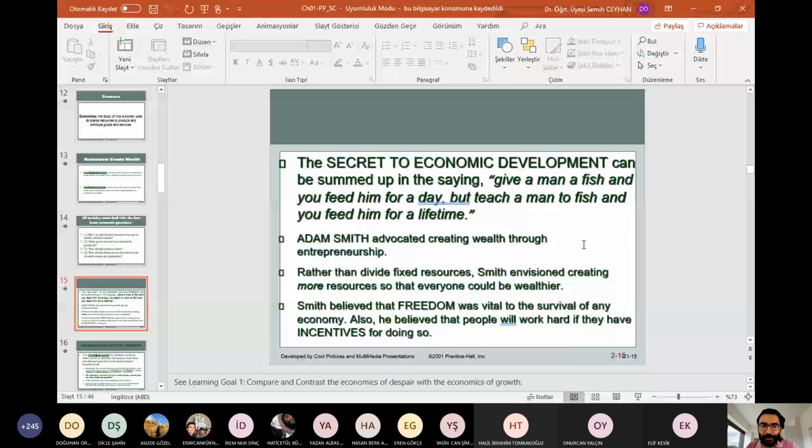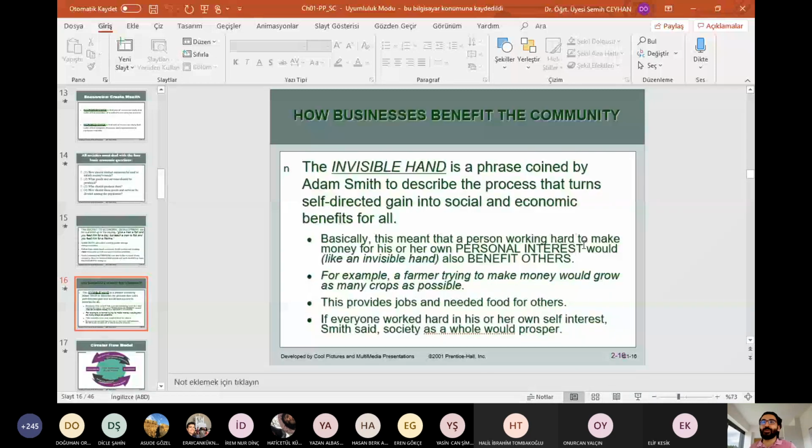If you let everyone work in market conditions, if you do not intervene and just let them do whatever they want, there is an invisible hand, which is not seen, that shapes the economy where it should be. The invisible hand is a phrase that describes a process that turns individual gain into social and economic benefits for all. It means that a person working hard to make money for his own personal interests would also benefit others.